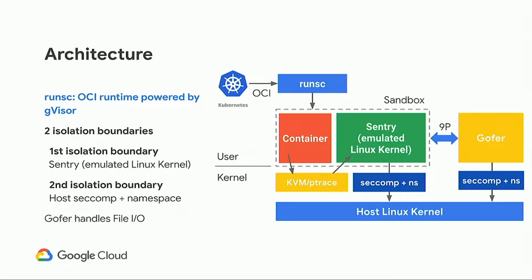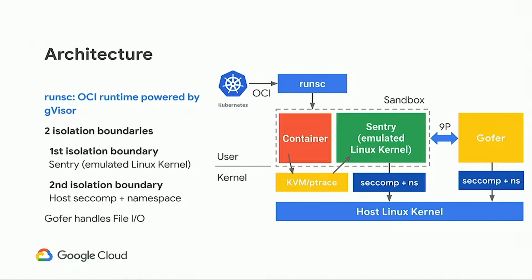And when you run the container, we start up the container in user space with our user space kernel, and we call this the Sentry. Then when the container runs, we use something called a platform in order to intercept the system calls and redirect those into the Sentry. We use KVM and ptrace as our two platforms that we provide as part of the open source project.